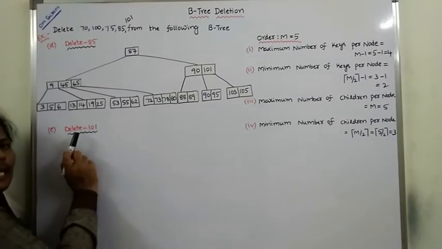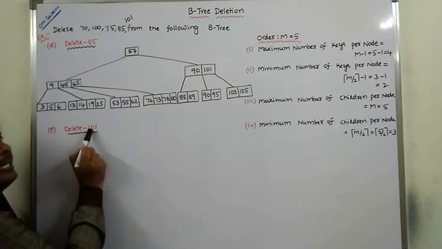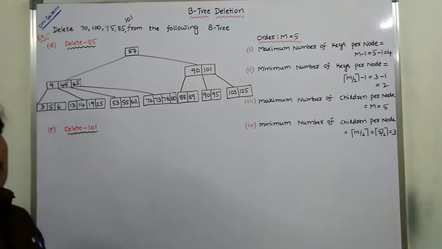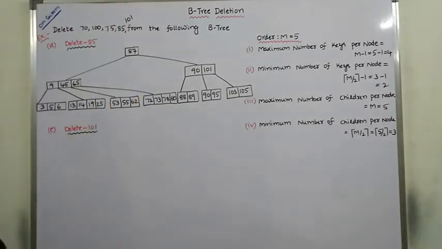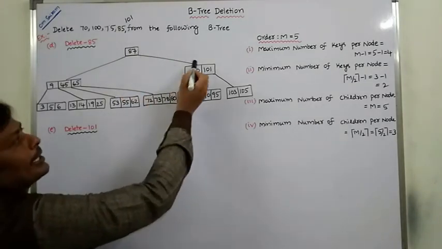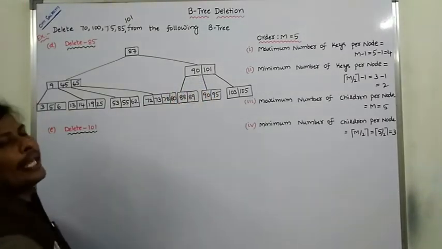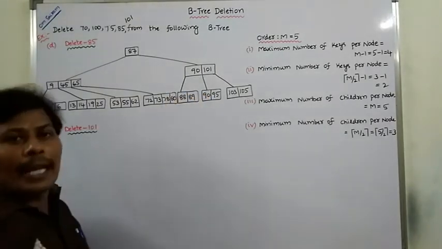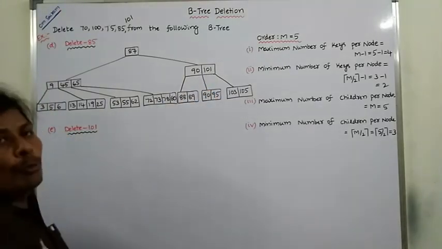So our target key element is 101, and 101 is deleted from this B tree. First we have to find the location of 101. 101 is compared with 87. 101 is greater than 87, so go to the right pointer. The right pointer points to a right subtree that contains a node. That node contains two key elements, 90 and 101. First, 101 is compared with 90, it is greater. Go to the right. 101 is compared with 101.